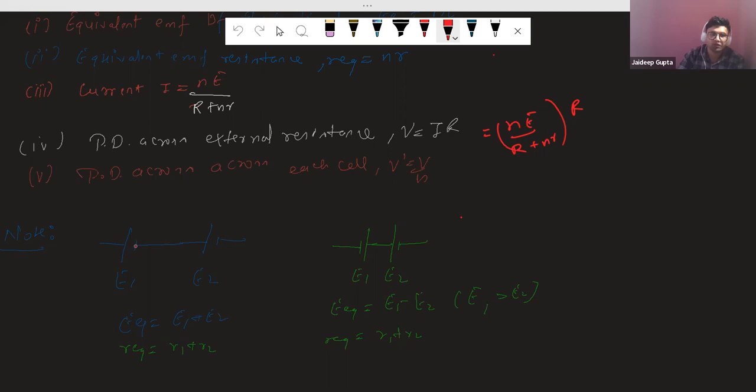So if positive is connected to negative, following the same sense, then to calculate the equivalent EMF you sum up, E1 plus E2. But if the same polarities are connected, like positive to positive and negative to negative, then you do E1 minus E2, provided that battery is bigger, and r equivalent equals r1 plus r2.